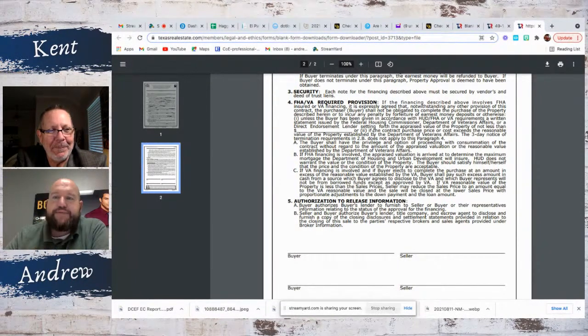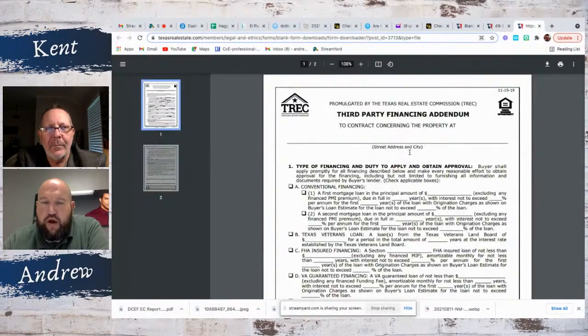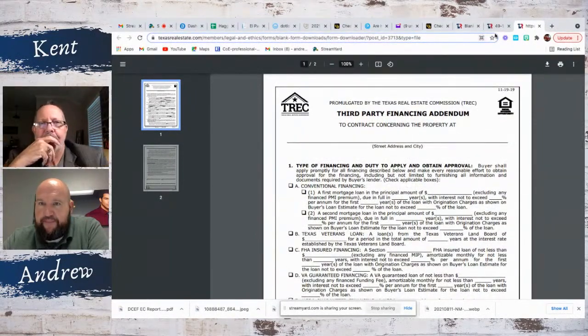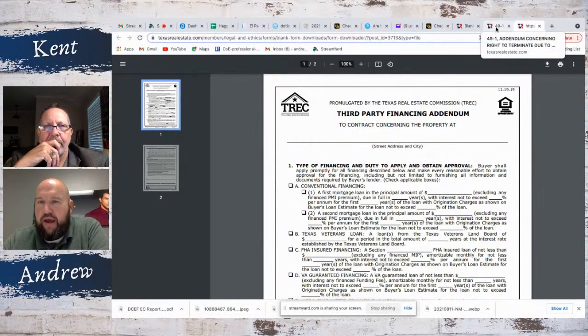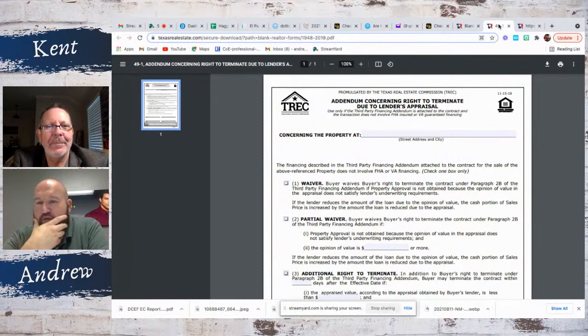Yes, absolutely. Now, this is the third-party financing addendum. If you are getting a loan from a third party, you better have this addendum included in this contract and marked appropriately in the 1 to 4 family contract. Now we're going to talk about the addendum concerning right to terminate due to lender's appraisal. This form came into effect in November 2018, and people still haven't really wrapped their heads around how to use this form. So we want to make sure people understand it.